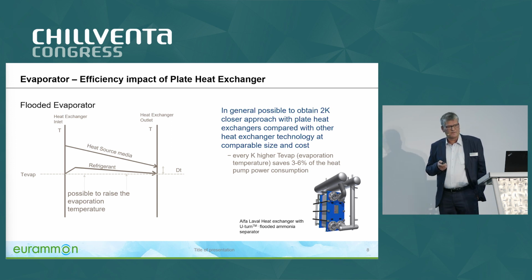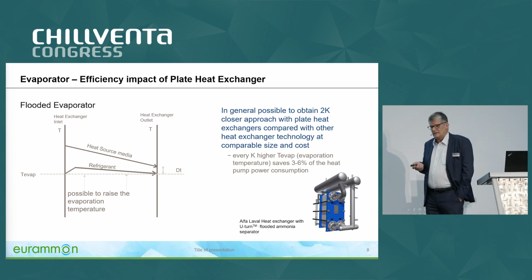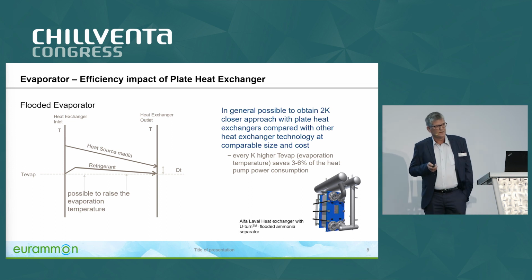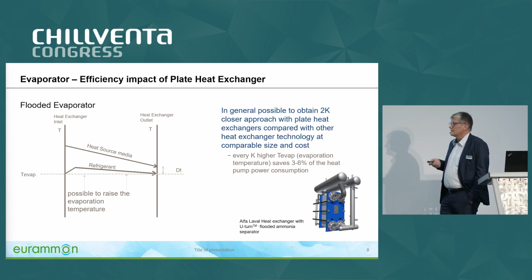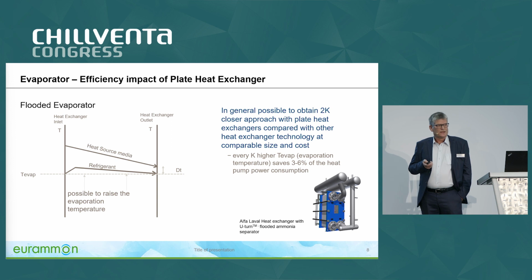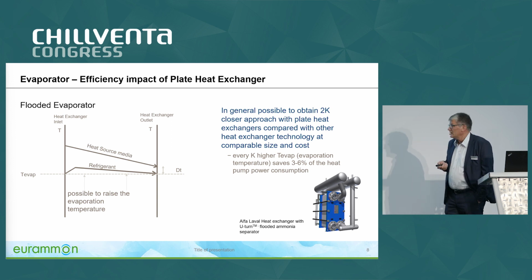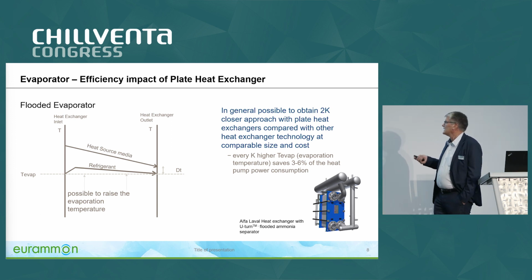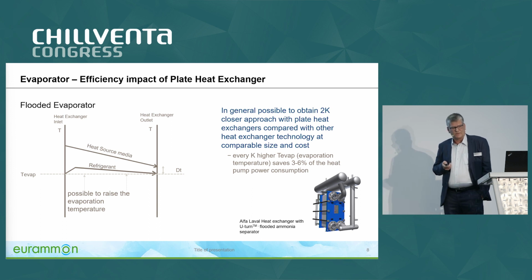This is a case for a flooded evaporator with ammonia, where we can raise the evaporation temperature on the heat source side very close. Today, it is quite normal to have a 2 degree, 2K approach on a flooded evaporator. And this can be assured or even improved further by using a separator surge drum that is adapted with low pressure drop, like the U-turn that we have as a system combined with our plate heat exchangers.